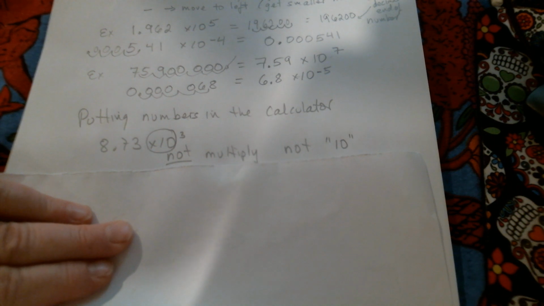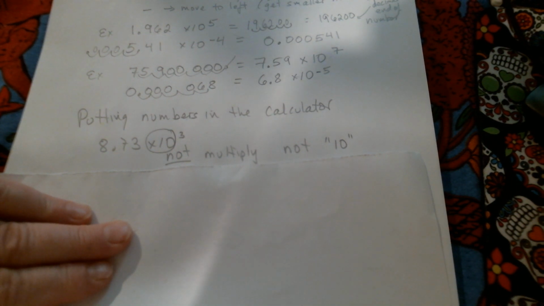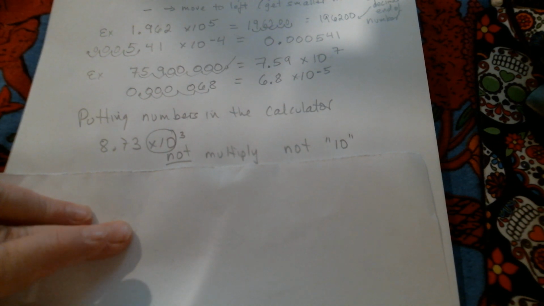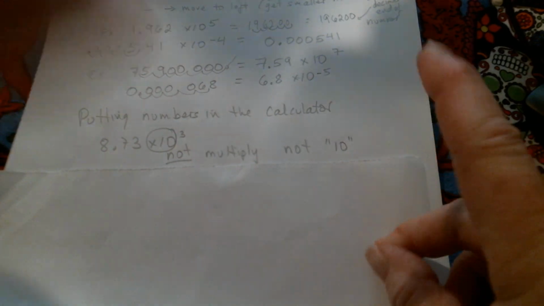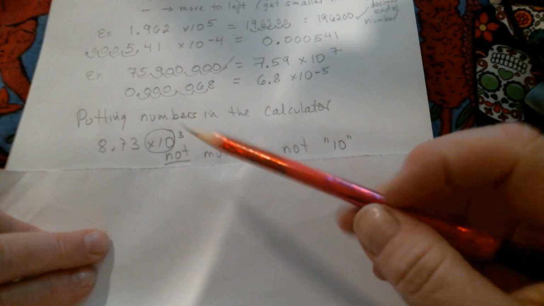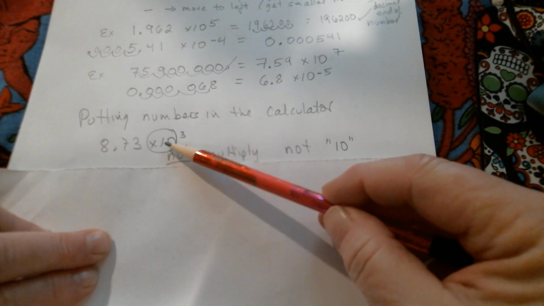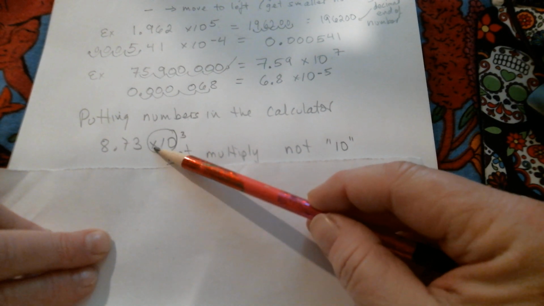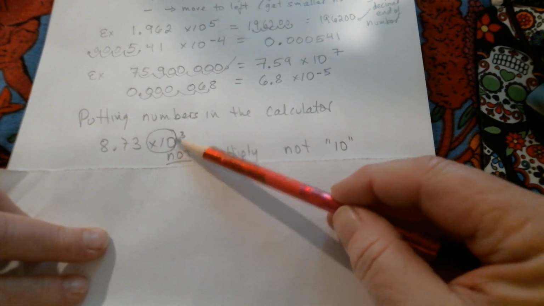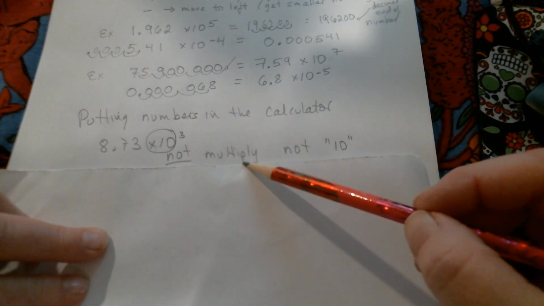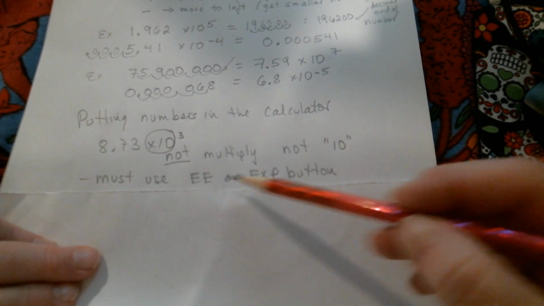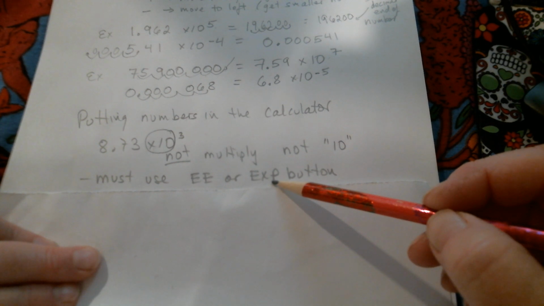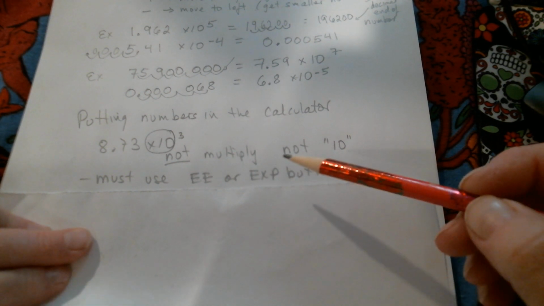Okay, so putting numbers in the calculator. I want to make sure you can put these in because when we do calculations, you will need to make sure this step is correct. Okay, so what I'm doing here is I'm taking the times 10, because it is not multiplied by 10. It means that there's a factor, an exponent base 10. Do not put multiply and do not put 10. You must use the EE or EXP button, and I'll show you how to find those on the calculator.